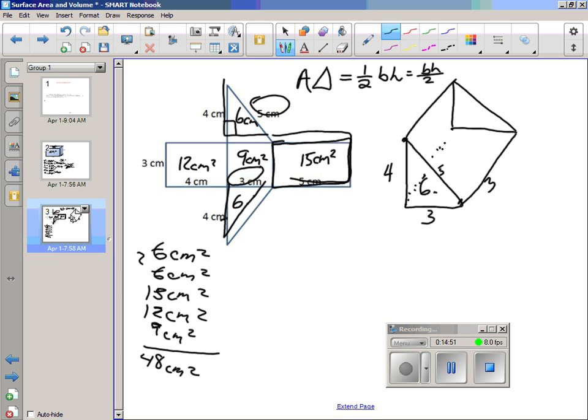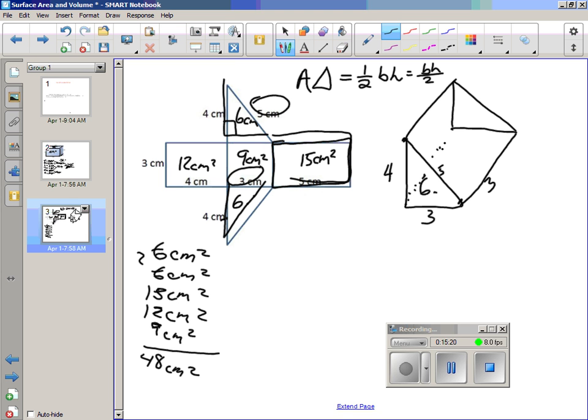Now I could have just gone from this picture and gone right here. 15 plus 15 is 30, and then 12 plus 6 is 18. 18 plus 30 is 48. So it doesn't really matter how I do it. Either way, I have 48 centimeters squared. That would be the total surface area to create that object. Does that make sense to everybody?